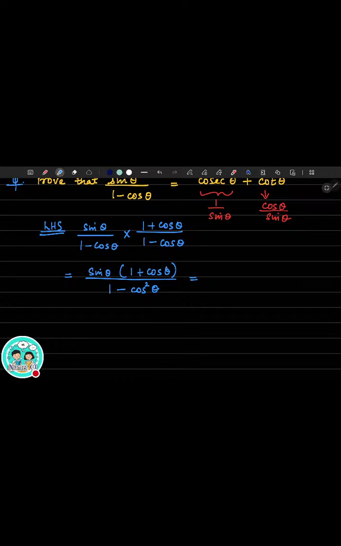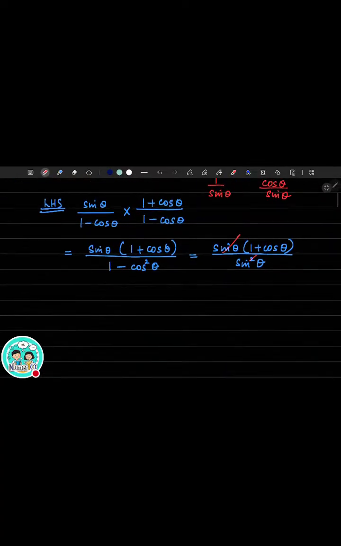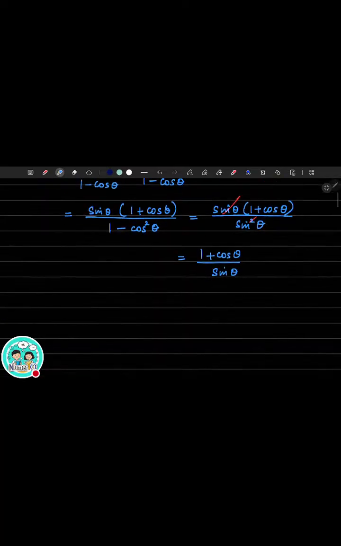Right? So here your numerator is sine theta multiplied by 1 plus cos theta, whole divided by 1 minus cos square theta, which is nothing but sine square theta. So you can cancel one of the sine theta, and what is left is just 1 plus cos theta whole divided by sine theta. Now split the numerator into the two terms. So what do you get? 1 by sine theta plus cos theta divided by sine theta.